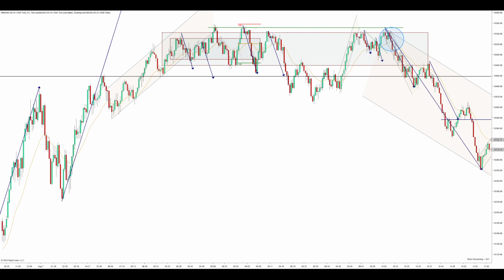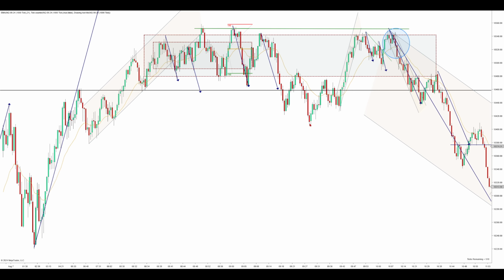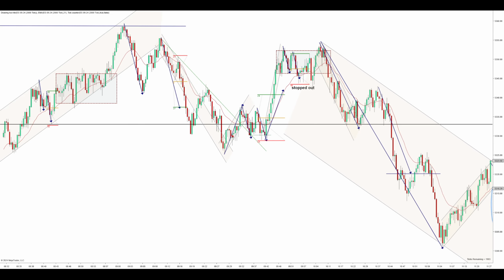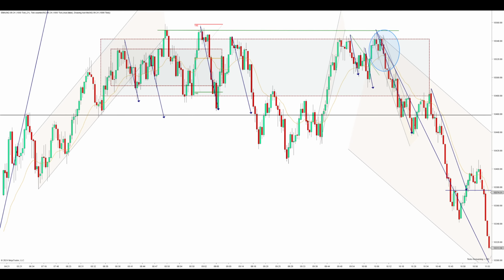Now, I want to compare this area to the same area on the ES. So notice how you have first entry short, second entry short, failure. So it's a reversal pattern, very similar to what we had on the ES. So we have first entry short, second entry short, failure. Now, here on the NQ, it wasn't getting back above the overnight high.